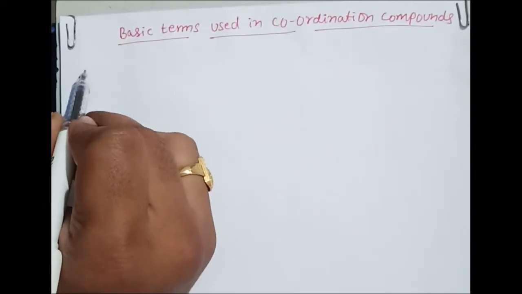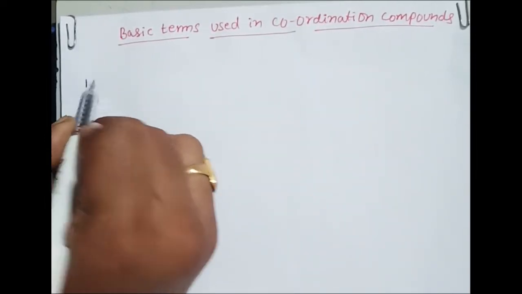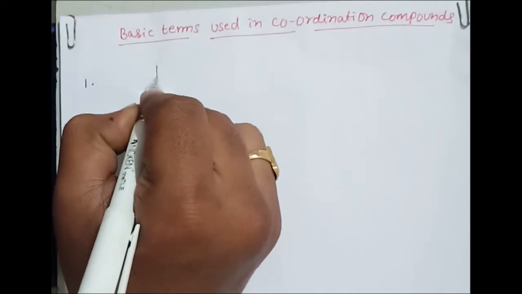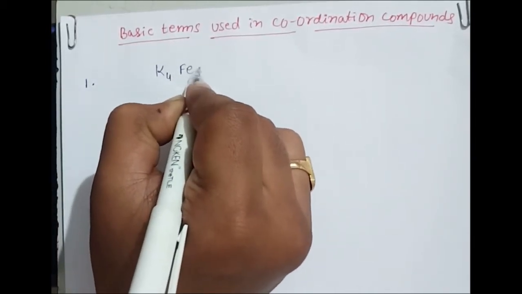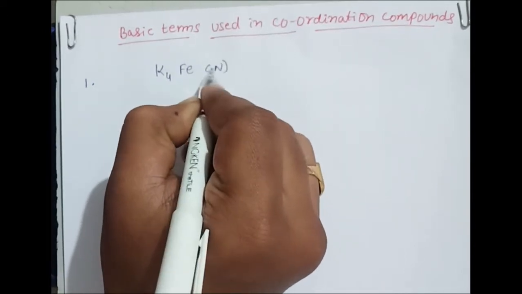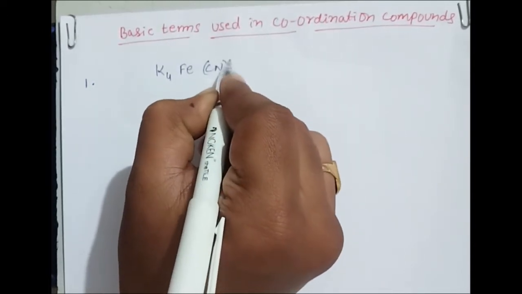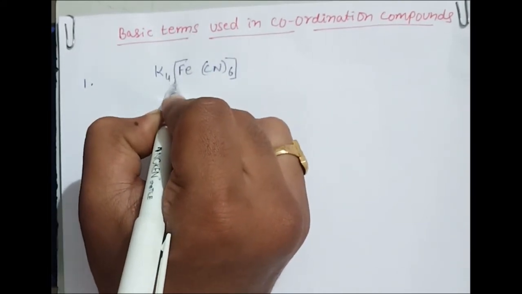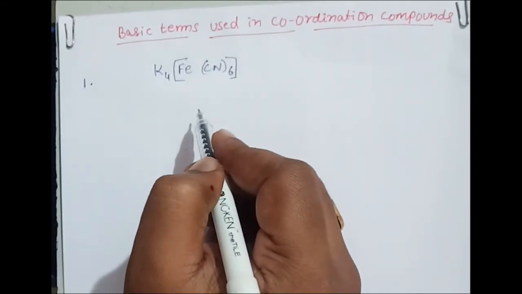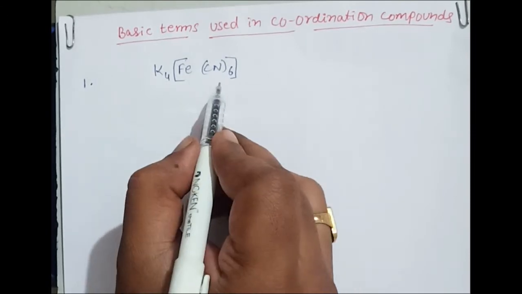First of all, we directly go to the definition, means we go with some example. I take a very simple example, K4[Fe(CN)6]. This is a very common compound which is used in chemistry, especially coordination chemistry. Its compound name is potassium ferrocyanide.